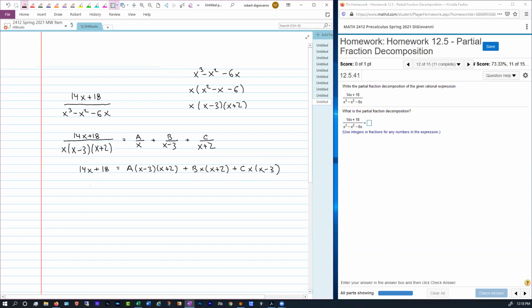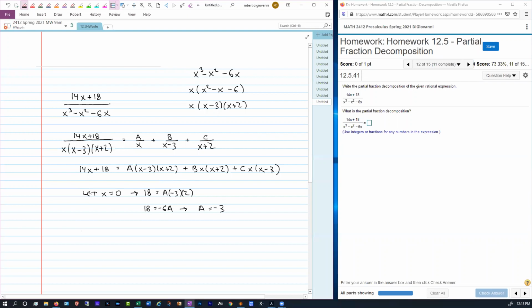So let's let x be 0, and that should kill off the b and the c. Be careful, you have to plug it in everywhere. The 14 times 0 becomes 0, and you have 18 on the left. Then a, and then you get 0 take away 3, which is -3, and 0 plus 2, which is 2. Then all the others are gone. So you get 18 equals -6a, which means that a is -3, dividing both sides by -6.